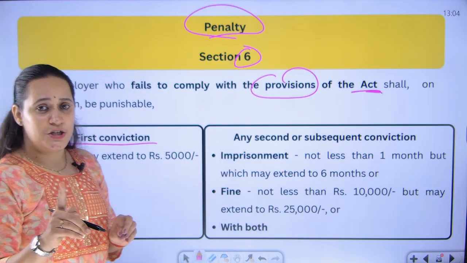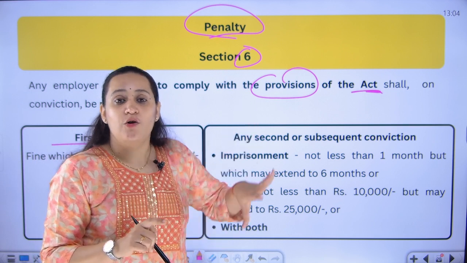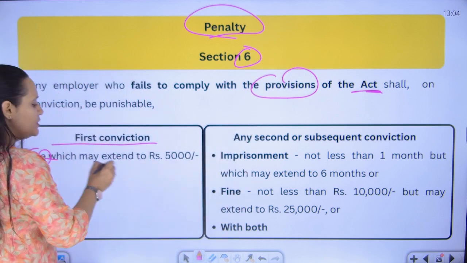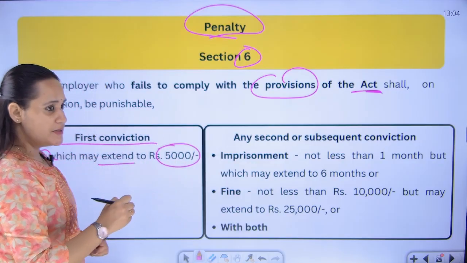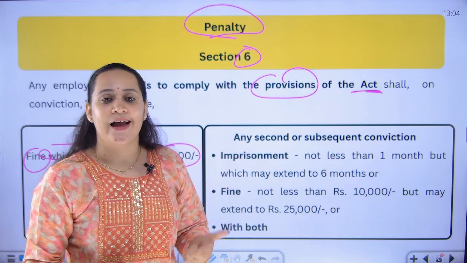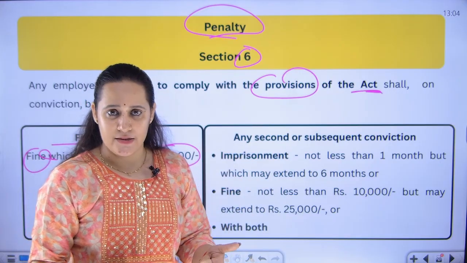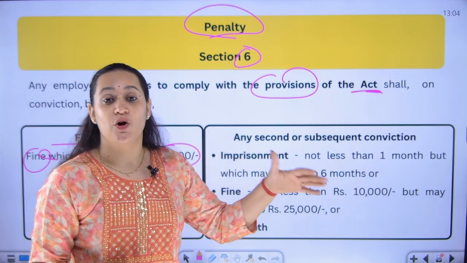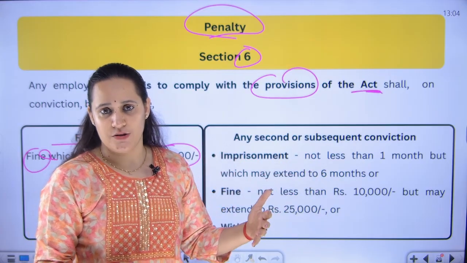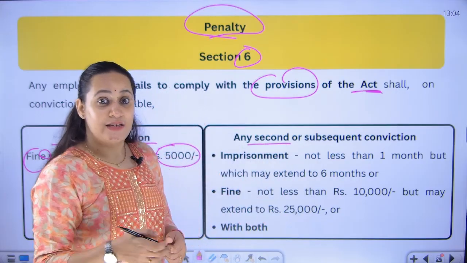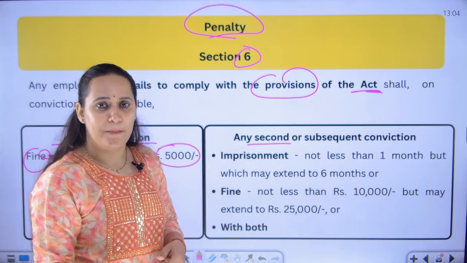For the first conviction, that is the first time you do not follow the provisions of this act, we can impose a fine which may extend to 5,000 rupees. 5,000, done and dusted, case closed. But if you keep repeating the non-compliance, once we have given you a warning and imposed a fine and said that please henceforth be compliant with the provisions, but even then there is a second conviction, the second time you are held guilty for non-compliance.